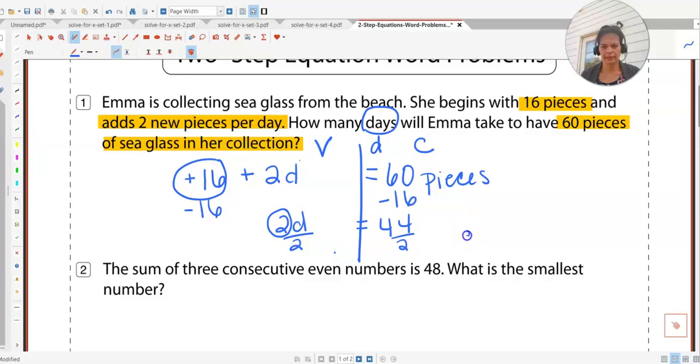So now we have D equals 22, so that means days. We're going to have 22 days to take to get up to 60 pieces.